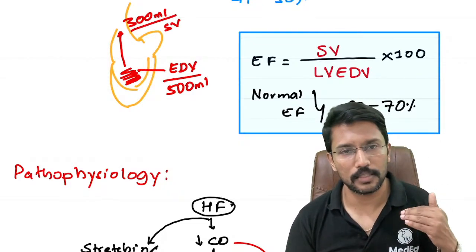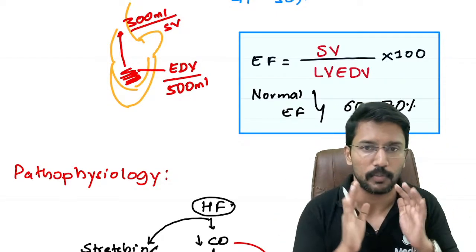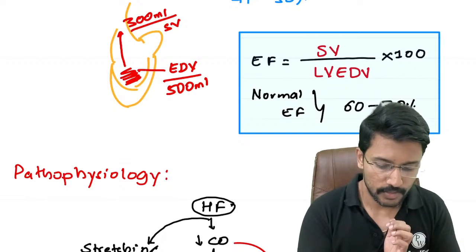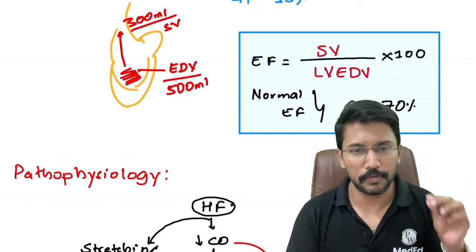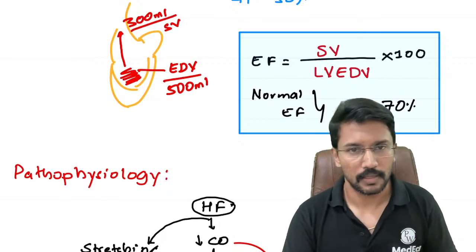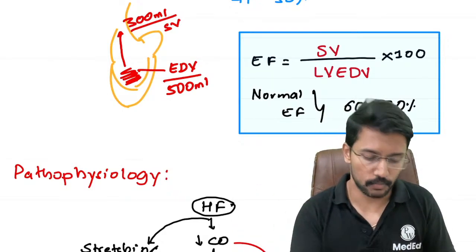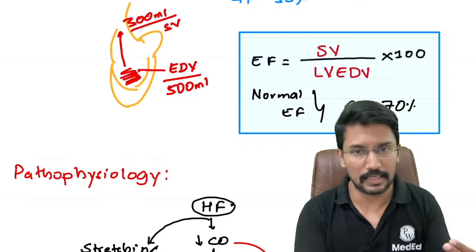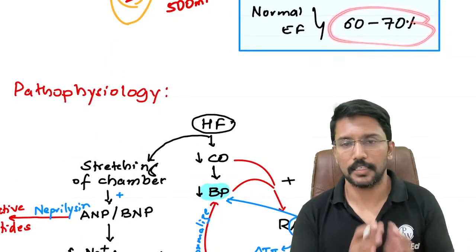Now how do we calculate the ejection fraction? Stroke volume divided by 500, and because we express it as a percentage, we multiply it by 100. So in this case, 300 by 500 is 0.6, times 100, it becomes 60. So 60% would be the ejection fraction for this example. Is that normal? Yes, the normal ejection fraction is 60 to 70%.